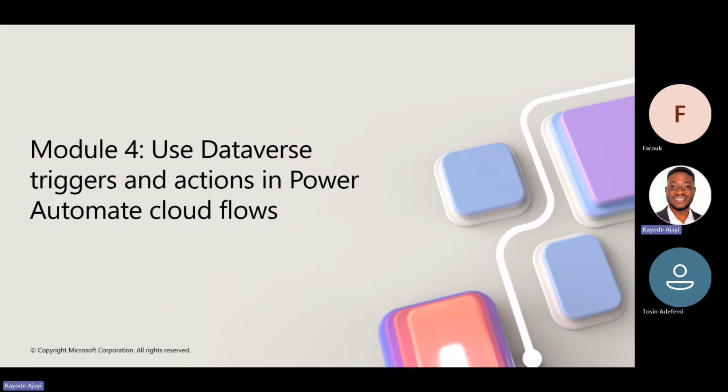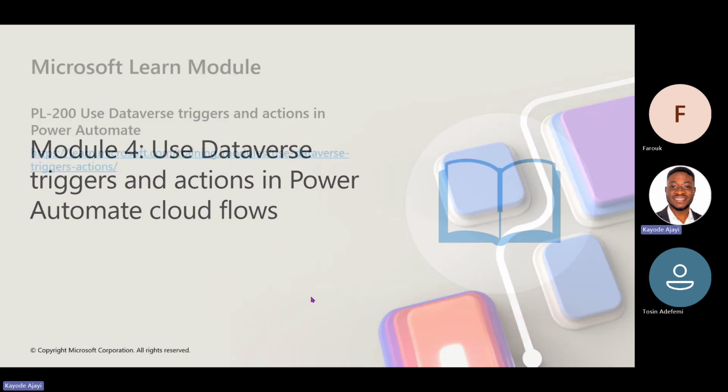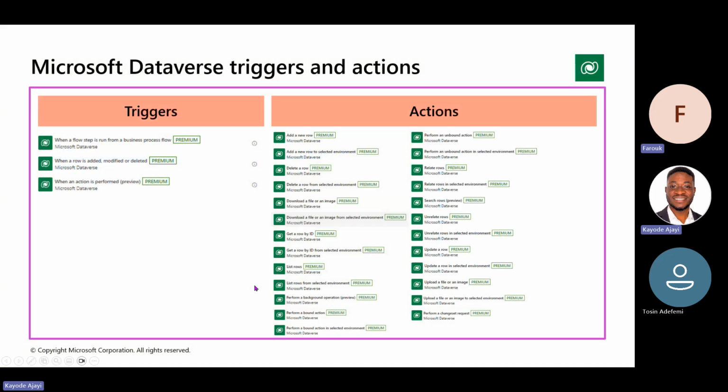So coming in here, just the way we've used SharePoint, you can also use Dataverse. Dataverse also has triggers. It also has actions. So you can see some of the triggers: when a row is added, when a row is selected, and so on. Actions, you have different actions. You can add rows, you can relate rows, and so on.